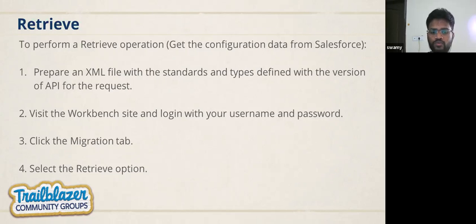Then for that, you have to go to the migration tab and select the retrieve option. The first point here says, prepare an XML file with the standards and types defined with the version of the API for the request. This will be done automatically through the change set that has been created in your org. If you don't want to do that, you can create a package.xml by yourself. If you go to developerforce.com, there you can find examples of package.xml and you can create your own. But later in the slides, I will also show you how to create a package.xml as well.